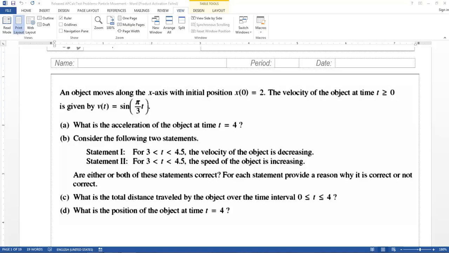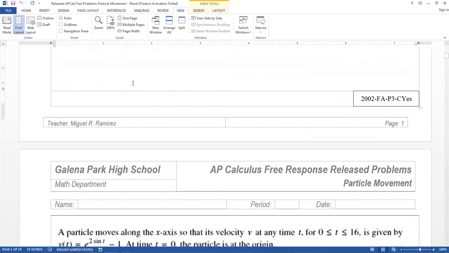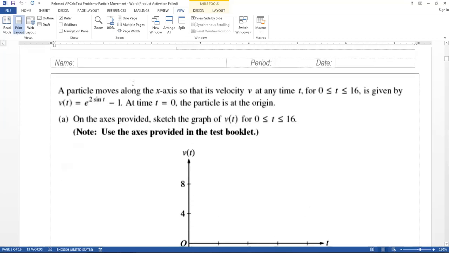Share screen. This one. Okay. You have this problem from the release test. An object moves along the x-axis with initial position x of 2. The velocity of the object at time is given by v. I don't remember if we did this before. I guess we did this one. So let's do the next one. Let's do this one. Right here.